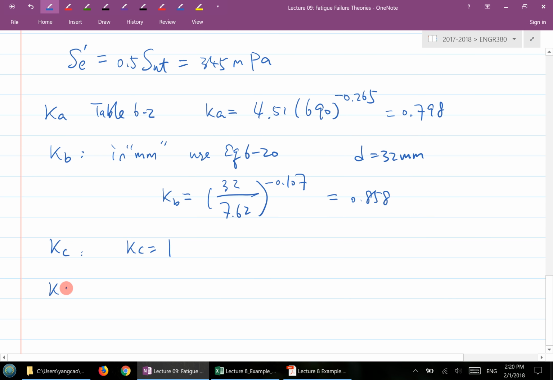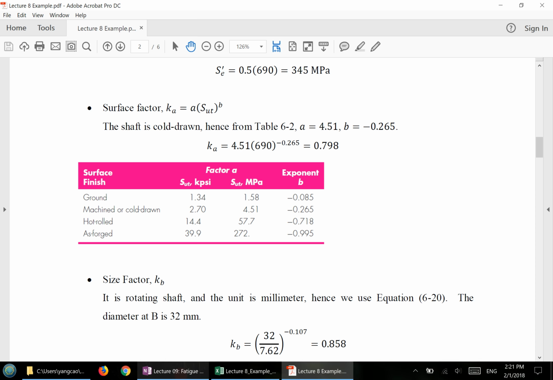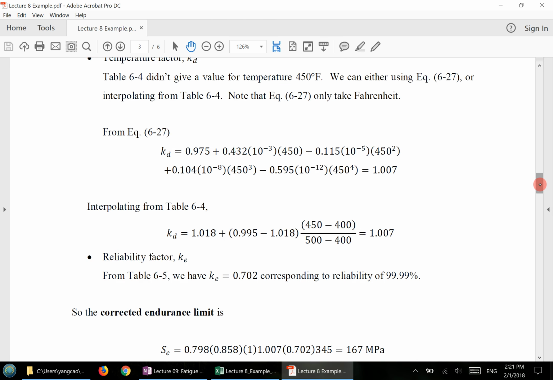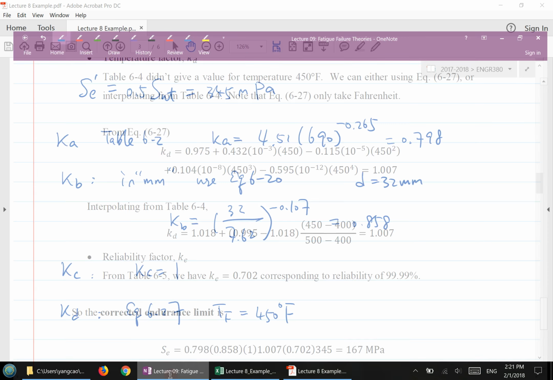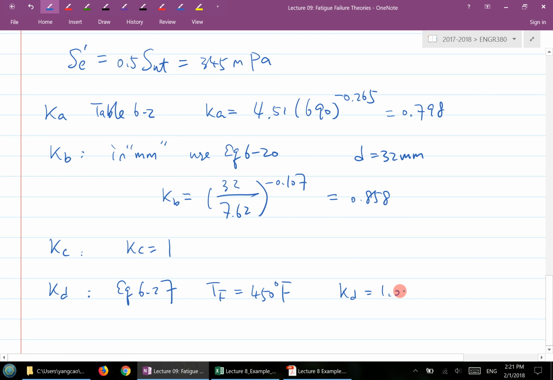And then Kd is the temperature factor. The question says it's operating at a temperature of 450 Fahrenheit. So we're going to use equation 6-27, with the operating temperature of 450 Fahrenheit. There's a very long equation for 6-27, which is this equation here. Substitute 450 into that, and you can calculate your Kd. The Kd calculated is 1.007.